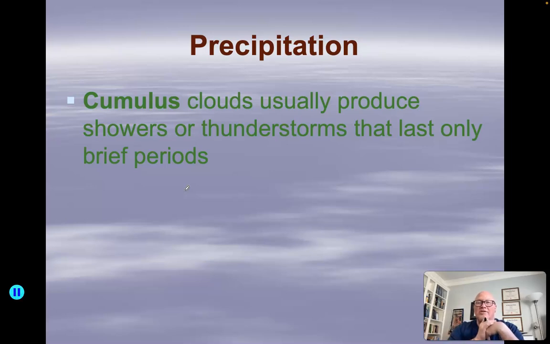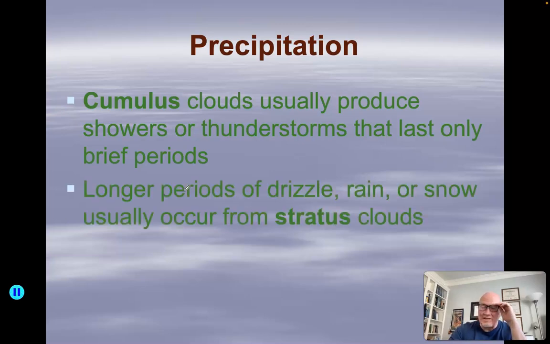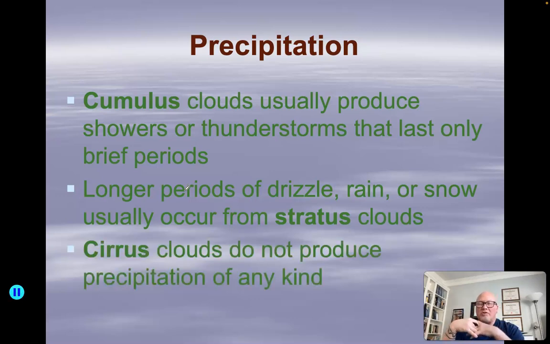So cumulus clouds are usually the ones that produce showers or thunderstorms, and these only last brief periods. However, it still can rain from stratus clouds. But because stratus clouds cover an entire area, any type of rain that comes from stratus clouds is usually not a storm, and usually it lasts for a long period of time. Cirrus clouds don't produce any type of precipitation. So cirrus clouds, no precipitation.